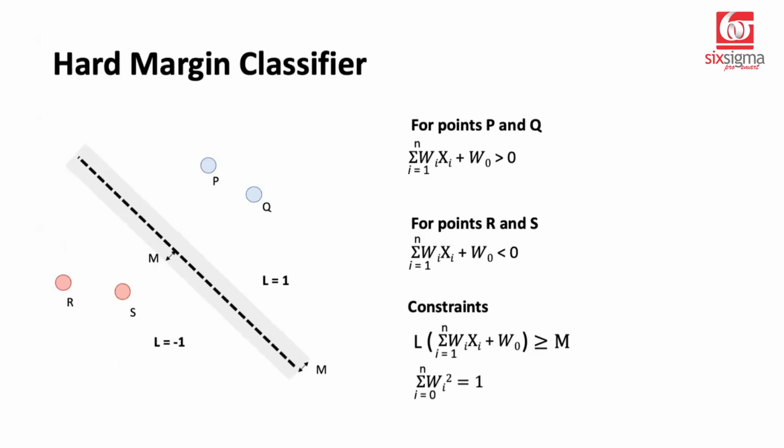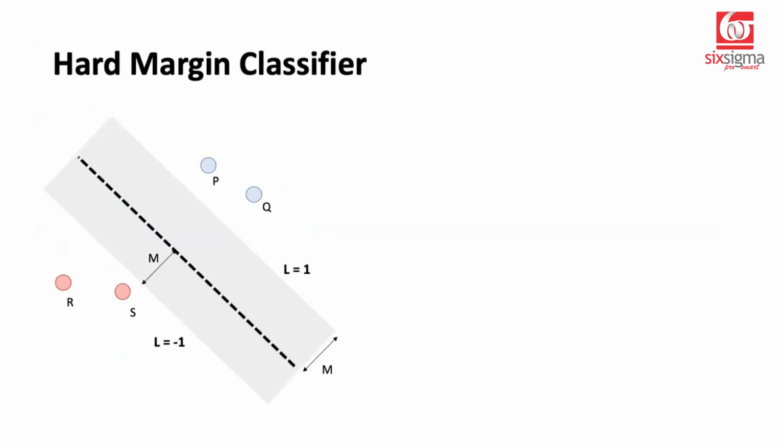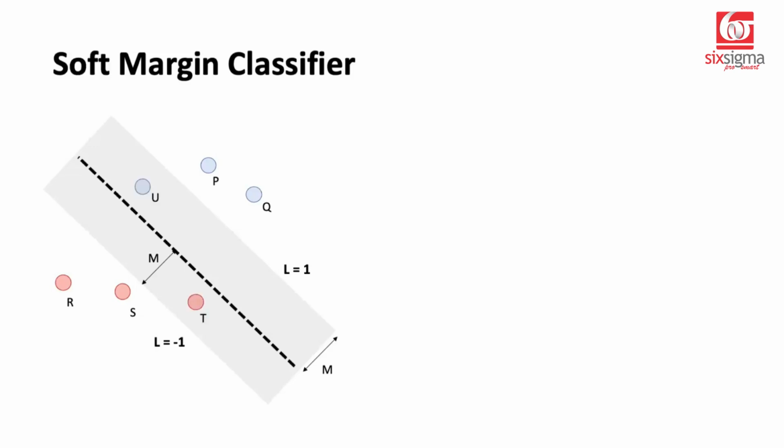Now, try to increase the width of this margin a little further and try to understand another concept. So far, we've been talking about the hard margin classifiers, which means this is not willing to tolerate any error. It nicely segregates the two classes and it does it accurately. But there could be points which fall within the margins, like these. For example, the point T is now lying within the margin width. Point U is lying within the margin width.